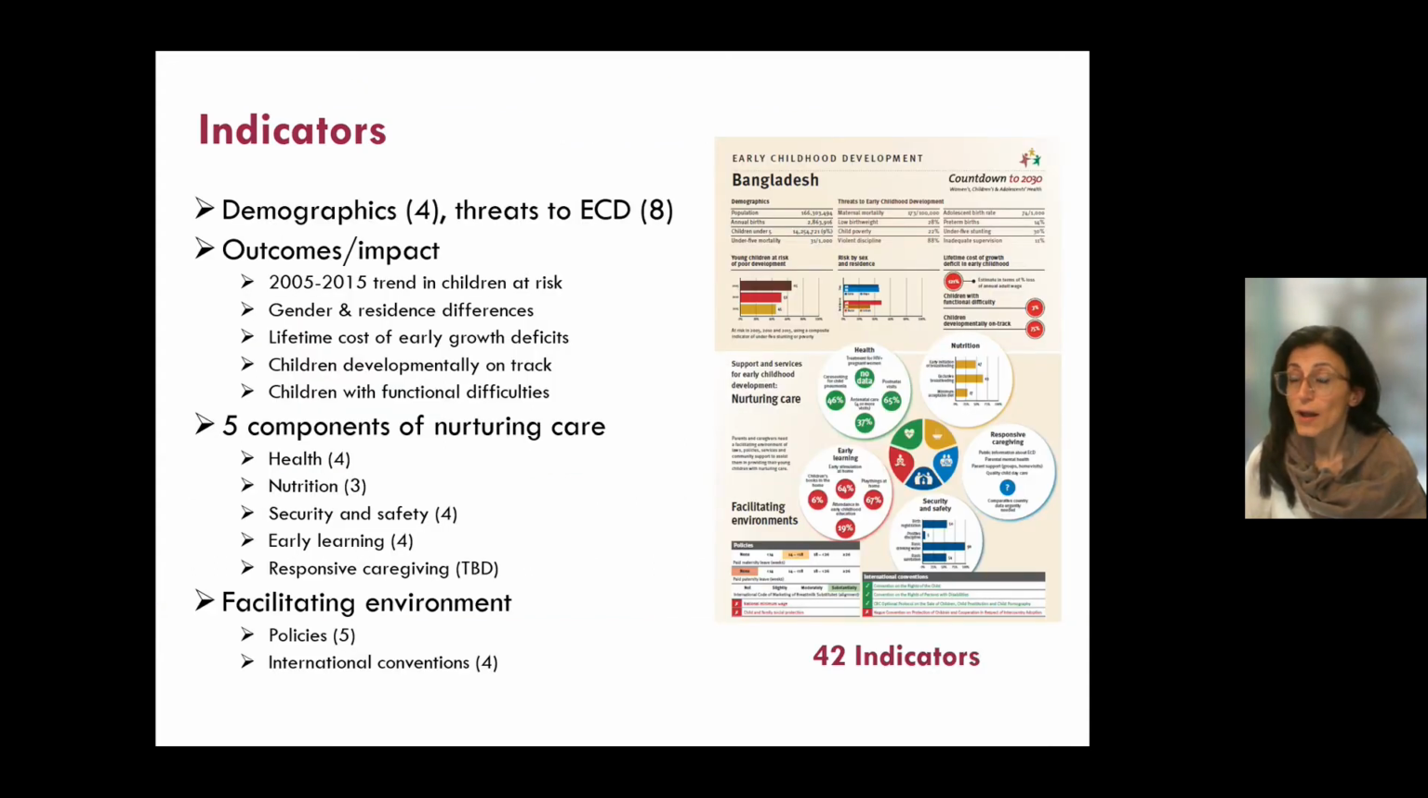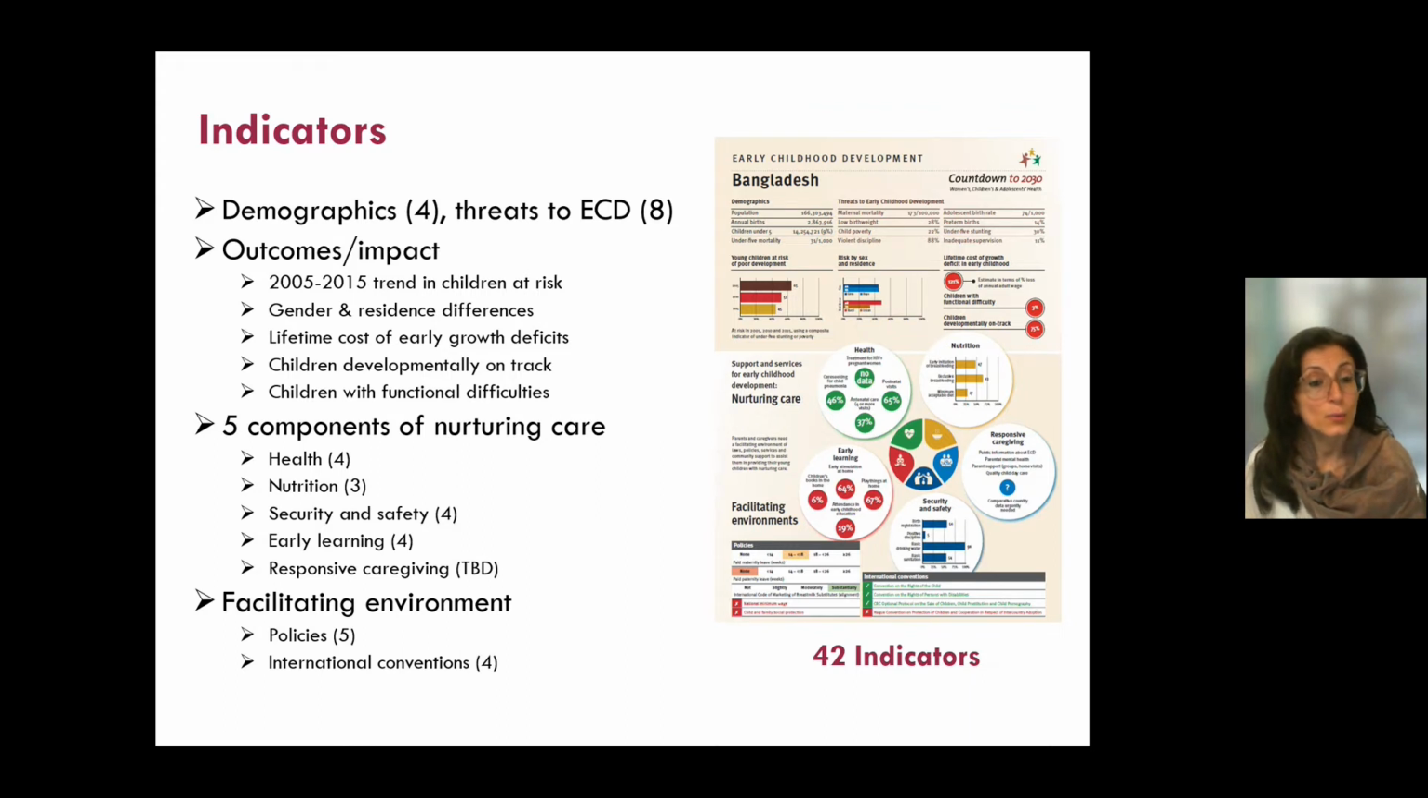The ECD country profiles present data across 42 indicators that are part of the nurturing care framework, some of which are also Sustainable Development Goals indicators. In particular, each country profile includes 4 indicators related to the demographic context of the country. There are then 8 indicators related to threats to ECD. There are indicators across the 5 components of the nurturing care framework.